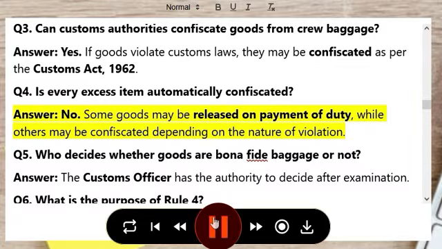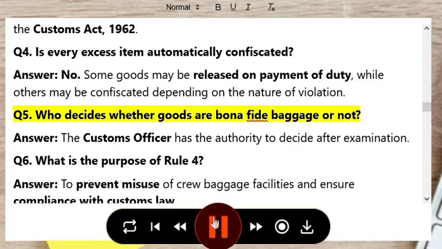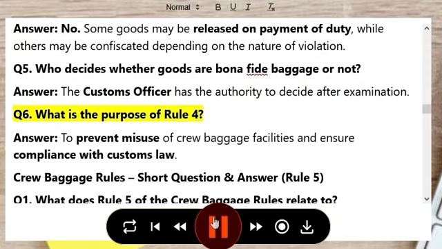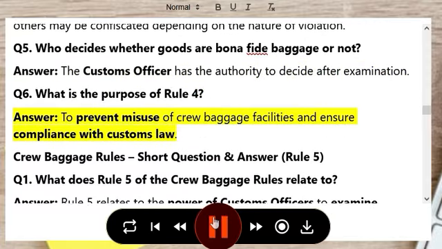Q5. Who decides whether goods are bona fide baggage or not? Answer. The customs officer has the authority to decide after examination. Q6. What is the purpose of Rule 4? Answer.